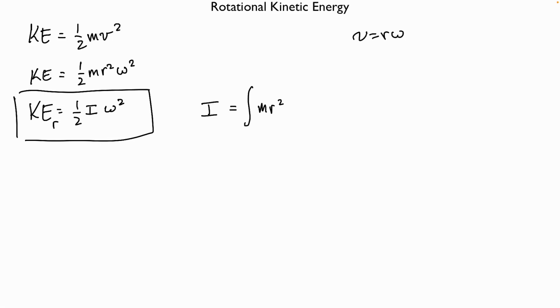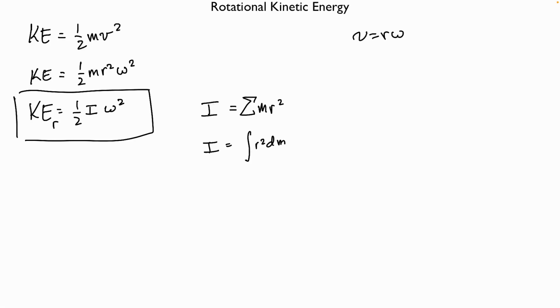If we add up all the mr squareds, where did I put this? Yeah, right here. What's the little change? Well, here, we'll write it like this. We'll say add up all the mr squared, but really, if we wanted to push this to its limit, it would be r squared dm.